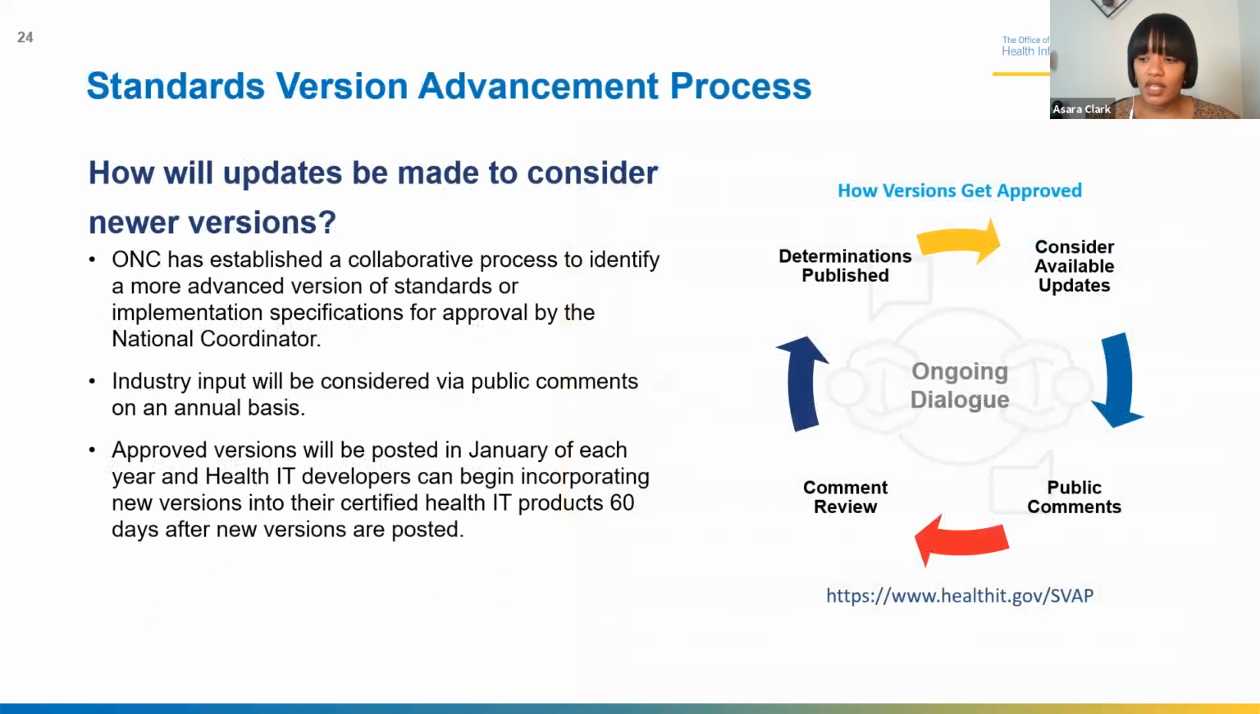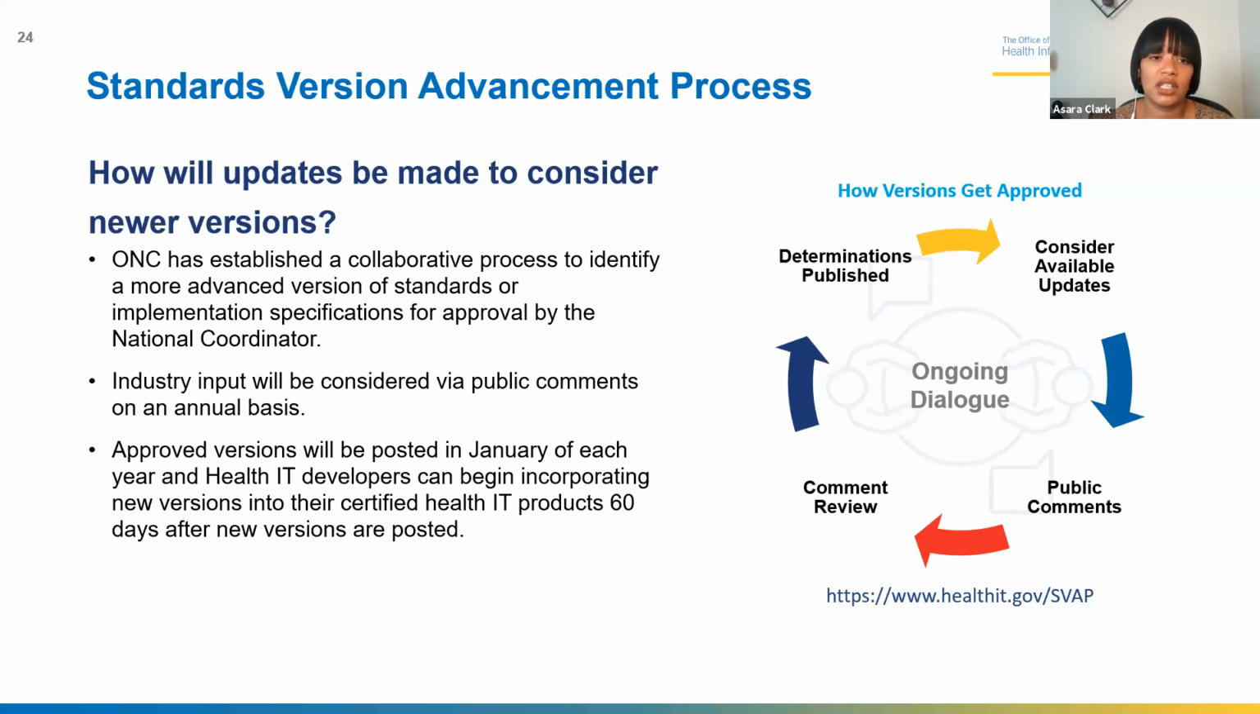And the way that we actually consider the versions that will be approved is through a collaborative process, where we consider newer versions of standards and implementation specifications. We actually include industry input through a public comment process that we will put out every single year. So you see this little picture on the side, we're going to come up with the standards updates that we're considering, and put them out for public comment. We'll review that public comment, and we'll make the determinations, and the approved newer versions will be made publicly available and posted on our website in January of every single year.